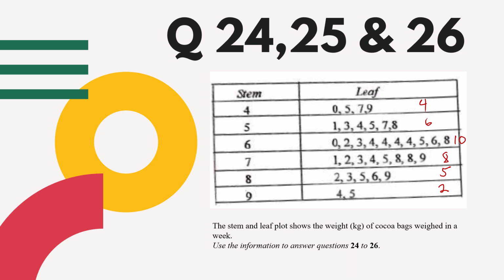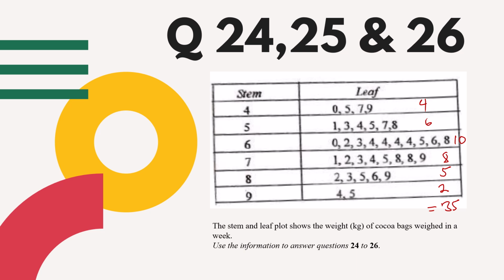When you add all of these, the total for the length, we are going to have about 35. So let's pay attention to this whilst we use it to solve. In here, each of them has weight in kilograms. So for the fourth stem it would be 40, 45, 47, and 49. For the fifth stem, you are going to have 51, 53, 54, 55, 57, 58.